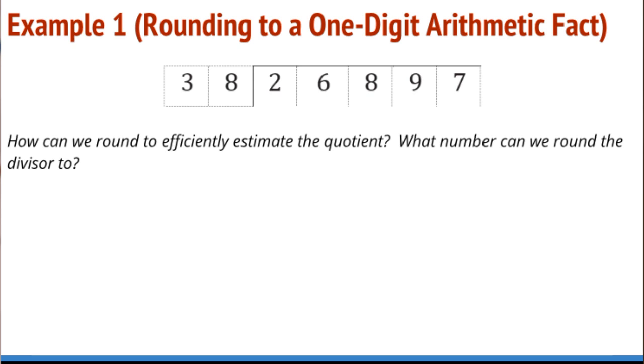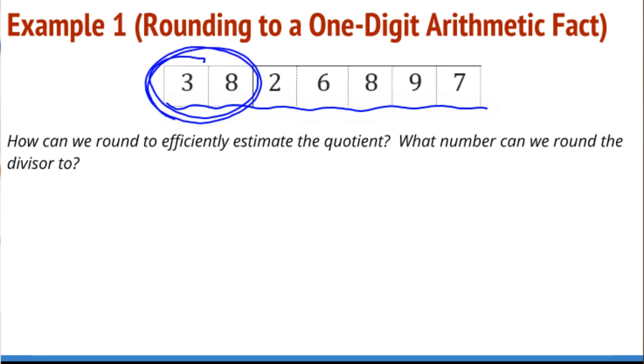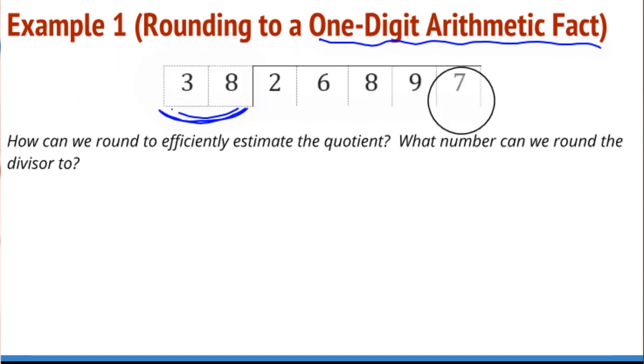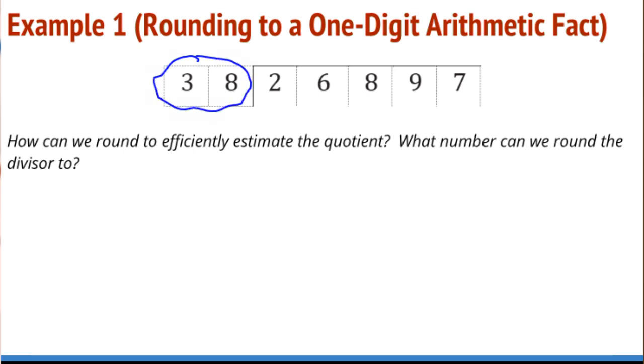So taking a look here at a more complex problem, we are going to try and take this division problem and get a one-digit divisor. That's what they mean with a one-digit arithmetic fact. We're going to try and get this down to a one-digit divisor so that we can also wind up with a one-digit estimated quotient. Starting simple here. So what number can we round the divisor to? This 38 here is pretty close to 40. So we'll say that we round that to 40.